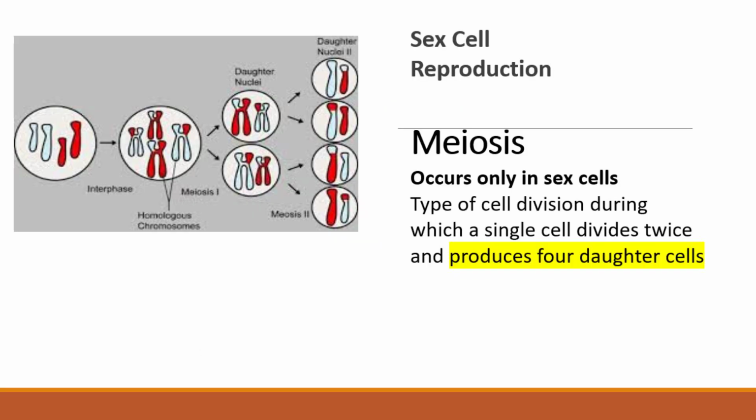Sex cell replication. Meiosis occurs only in sex cells. Meiosis, exclusive to sex cells, results in the production of four daughter cells, each unique.